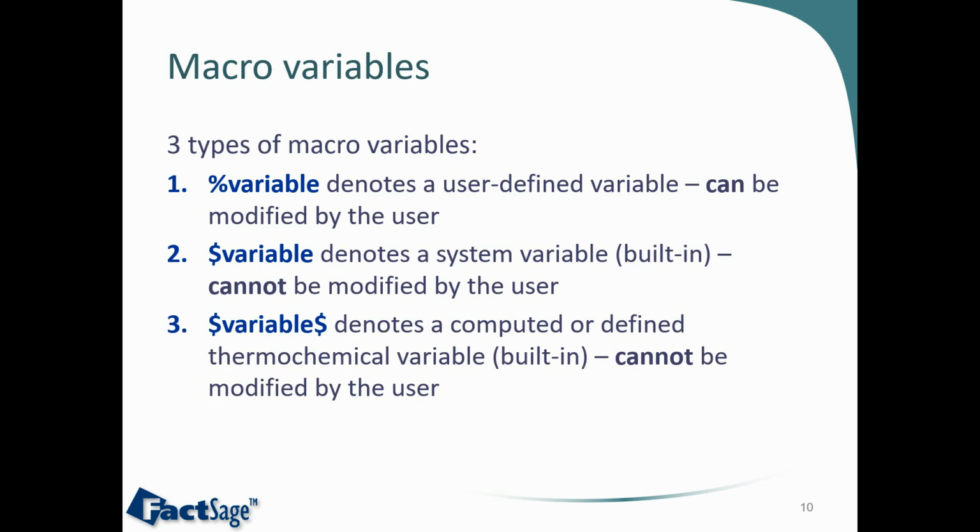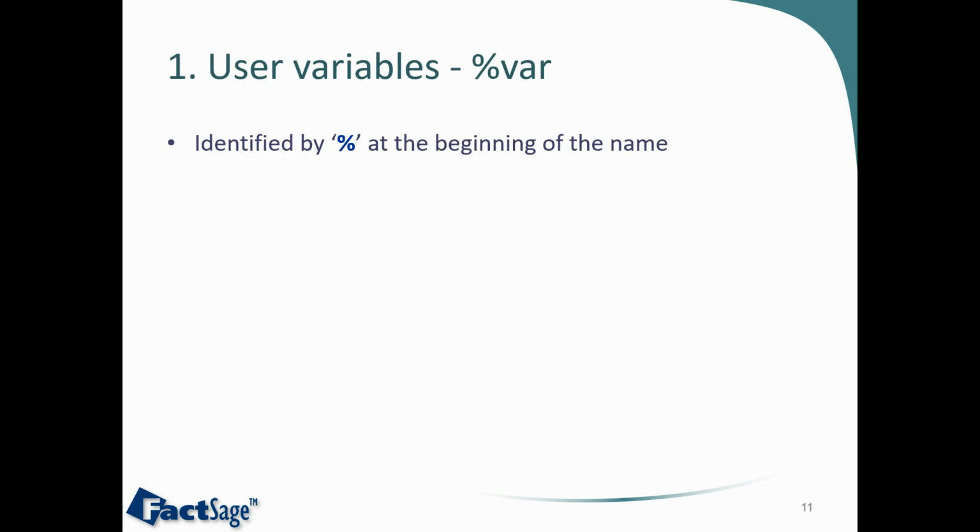The third type of variable is the thermochemical variable, which is created by equilib after loading an equilib file or calculating an equilibrium. This type of variable cannot be created or modified by the user. Only its value can be accessed. So let's look more in detail at each type of variable.